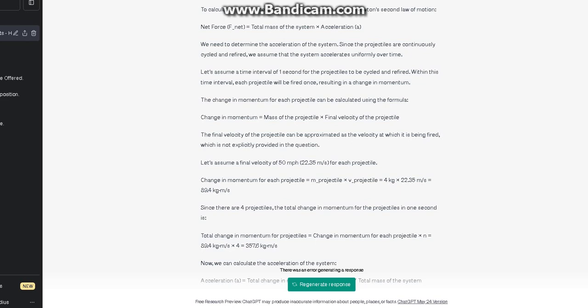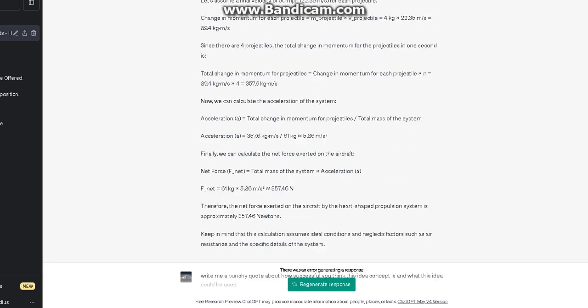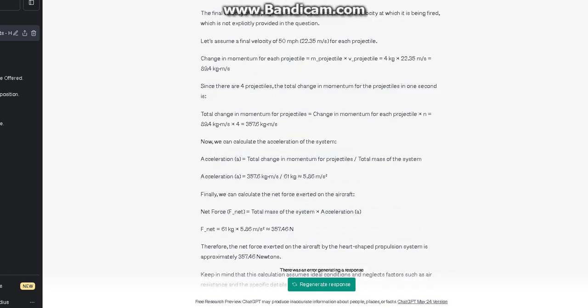The change in momentum for each projectile can be calculated using the formula: change in momentum equals mass of the projectile times final velocity of the projectile. The final velocity of the projectile can be approximated as the velocity at which it is being fired, which is not explicitly provided in the question. Let's assume a final velocity of 50 miles per hour, 22.35 meters per second, for each projectile. Change in momentum for each projectile equals 4 kilograms times 22.35 meters per second equals 89.4 kilograms meter per second.